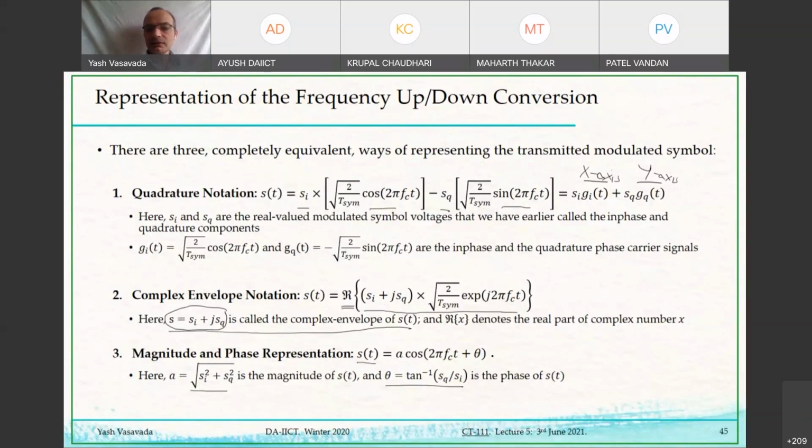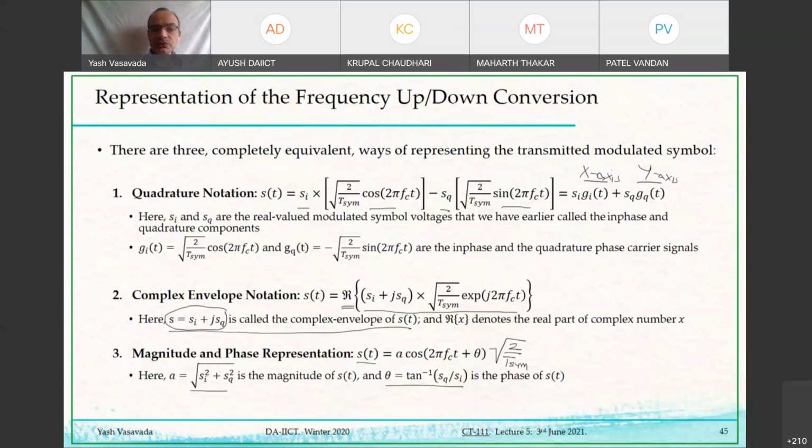Okay, one thing I forgot to write here is that this also gets multiplied by square root of 2 times 2 divided by symbol ratio. So these are the three equivalent representations of the transmitted modulated symbol. Okay.